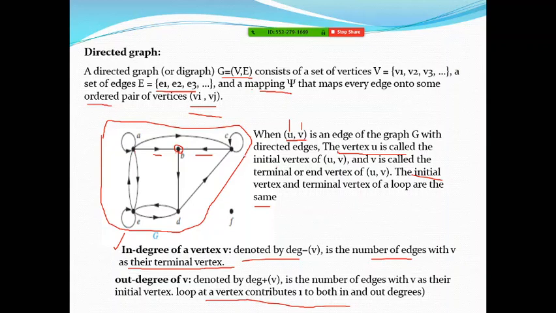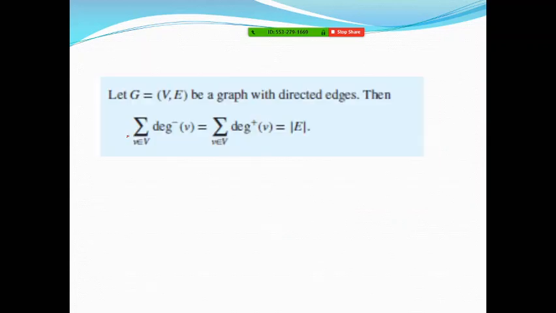So that's why twice the number of edges was equal to the sum of degrees of vertices. Here every edge contributes 1 towards the in degree of one vertex and 1 towards the out degree of another vertex. Even if it is a loop, it also contributes one towards in degree and one towards out degree. So in all, the sum of in degrees of vertices is equal to the sum of out degrees of vertices, and it is equal to the number of edges. This result is just like the handshaking theorem in the case of an undirected graph.